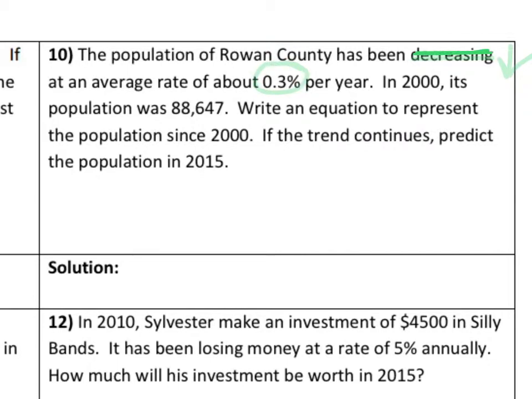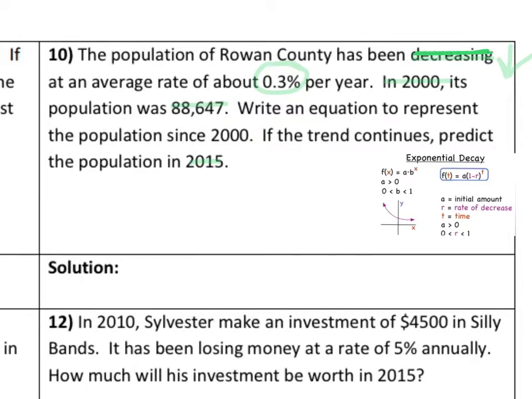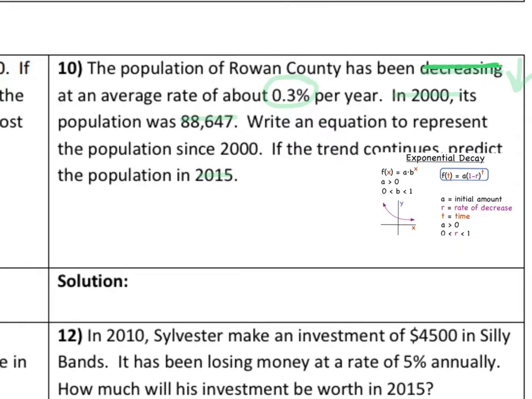So it starts in 2002. Its population was 88,647. First we're going to write an equation to represent the population since 2000, and then we're going to predict the population in 2015. So first of all, let's remember our decay formula. All right, I'll pop the decay formula on there for you. And as you can see, it's exactly like the growth formula, except there's a minus sign. So let's get this started.